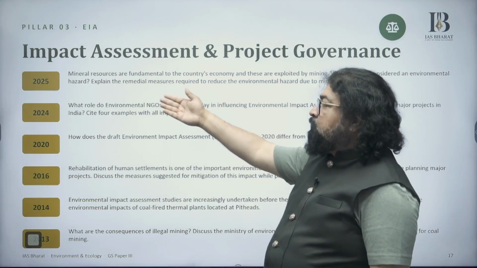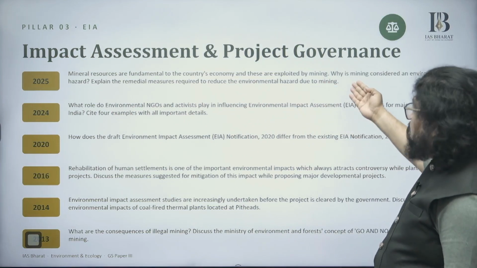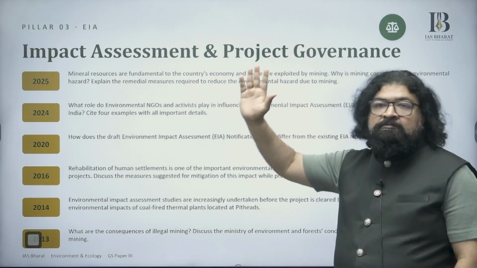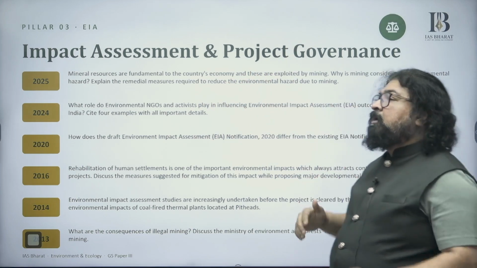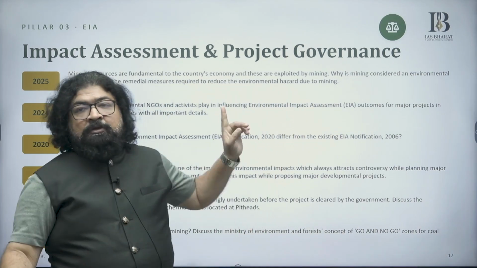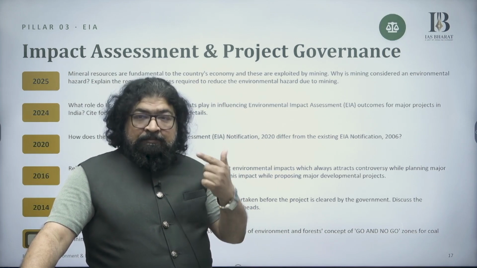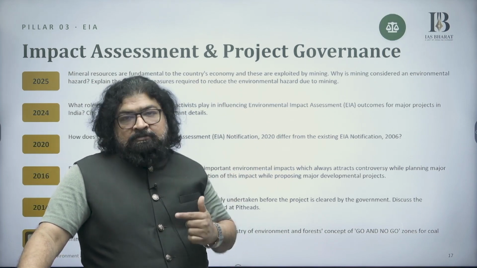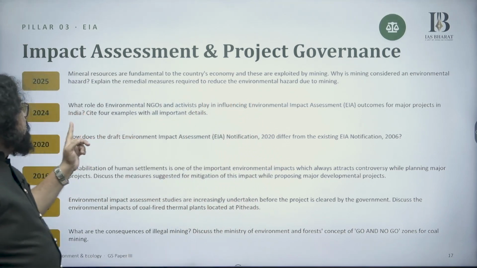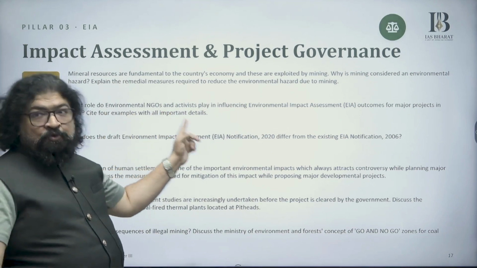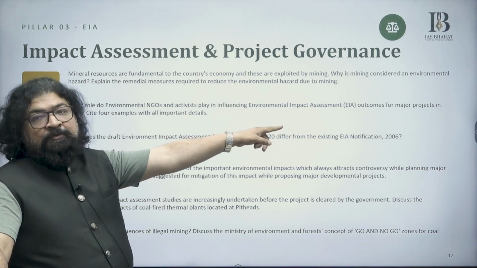So now look at the EIA question of 2025. Mineral resources are fundamental to the country's economy and these are exploited by mining. Why is mining considered an environmental hazard? That question is here. And then explain the remedial measures required to reduce the environmental hazard caused by mining. Although the EIA word is not there, when you write the answer on the impacts of mining, one very important remedial measure is the environmental clearance process, which requires an EIA study. So it is an indirect question. Then you can see 2024: what role do environmental NGOs, non-government organizations, and activists play in influencing environmental impact assessment outcomes for major projects?